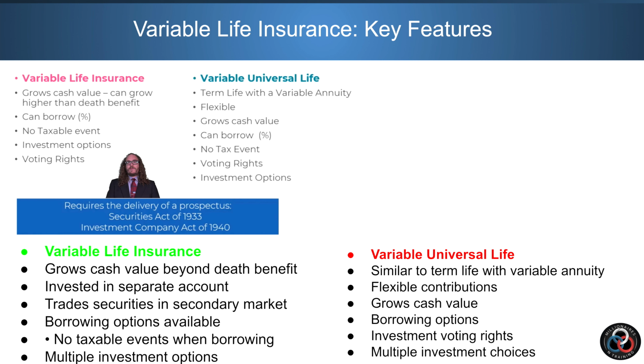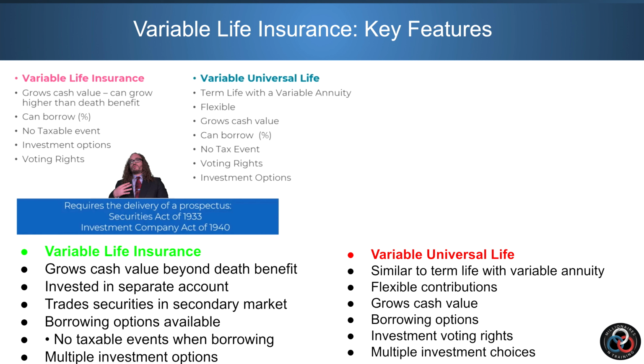Variable life insurance and variable universal life insurance require the delivery of a prospectus according to the Act of 1933 and the Investment Company Act of 1940. Variable life insurance gives investors a free look period.